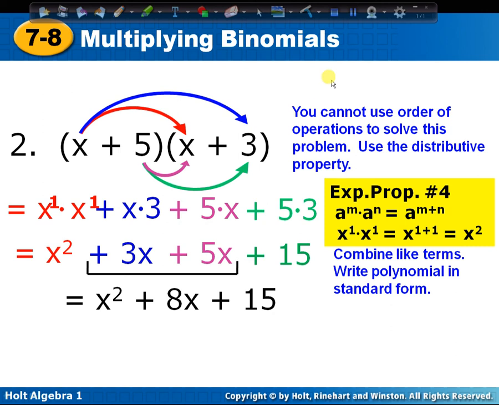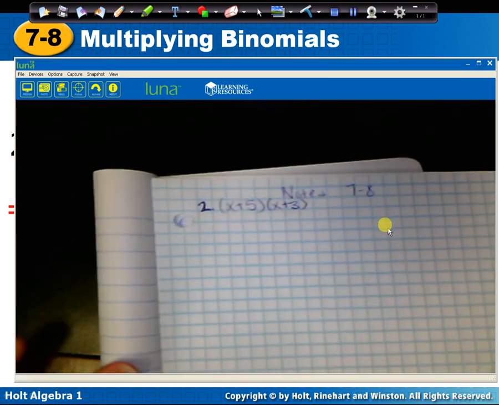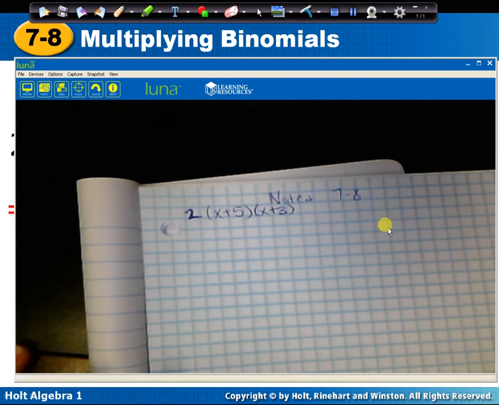So we are going to graph paper officially this time. Okay, so here's your graph paper, and it's set up like I asked you to go ahead and set it up with your notes 7-8 across the top, and then your problem is written down, and again, like Ms. Singh said, it's the exact same problem.